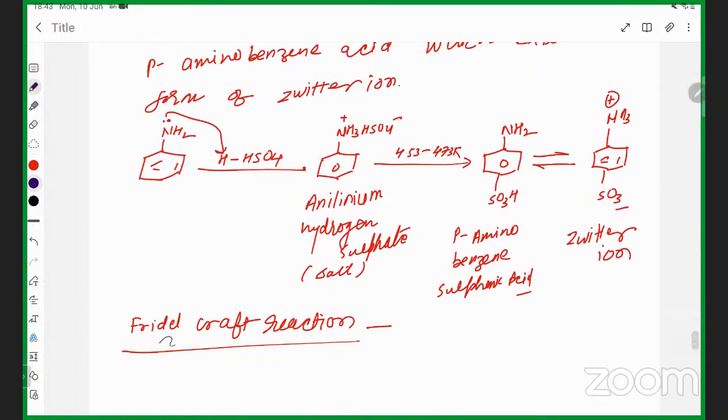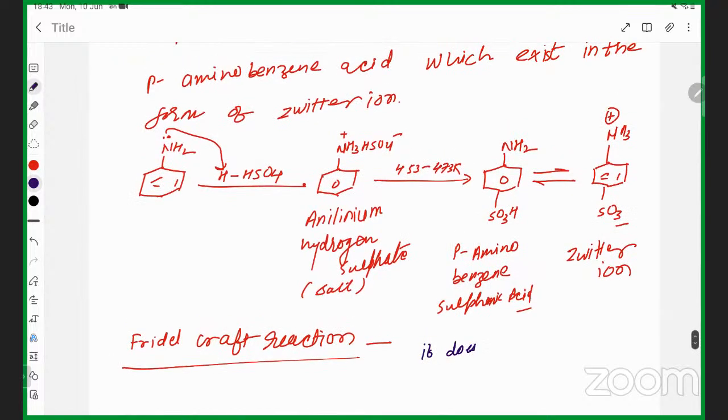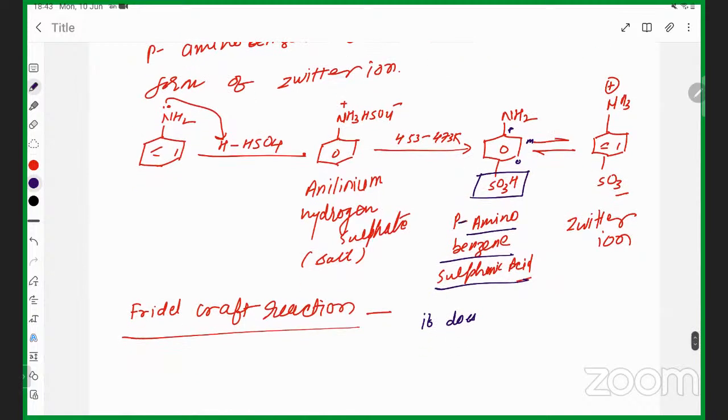Okay. This is the Friedel-Crafts reaction. What is written? Para-amino benzene sulfonic acid. This is para-amino. What is there? This is the ortho meta para. This is a stronger group, the major group. So para-amino benzene sulfonic acid.